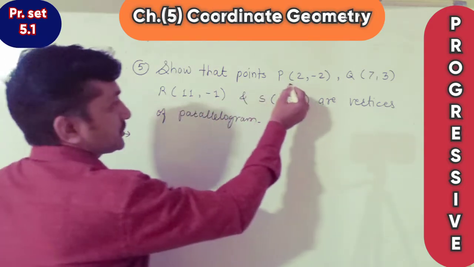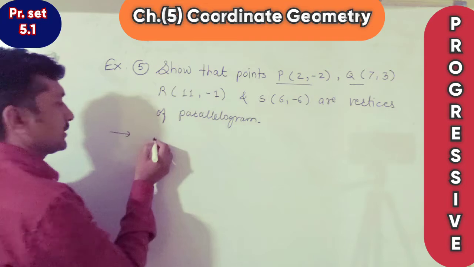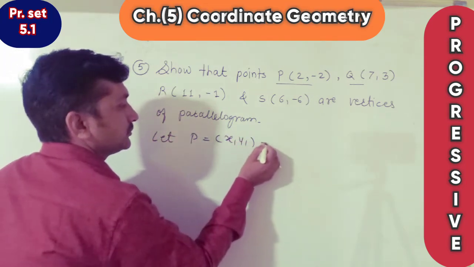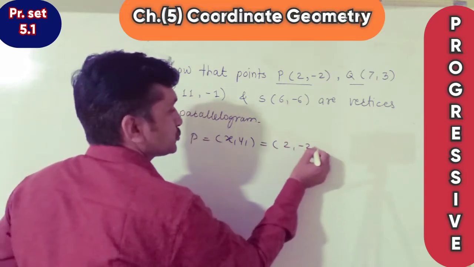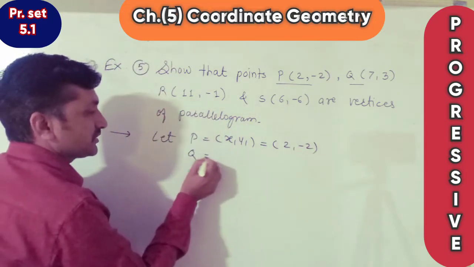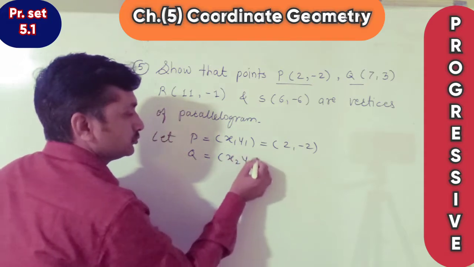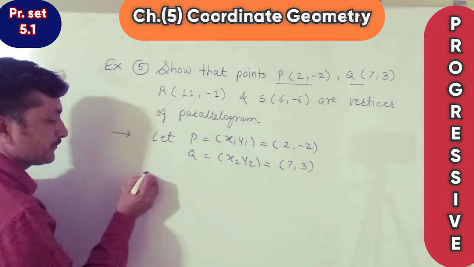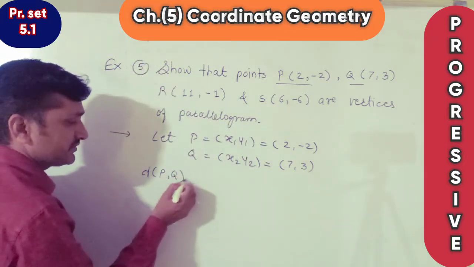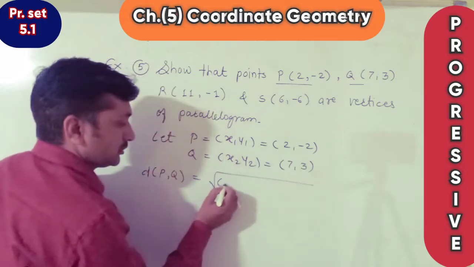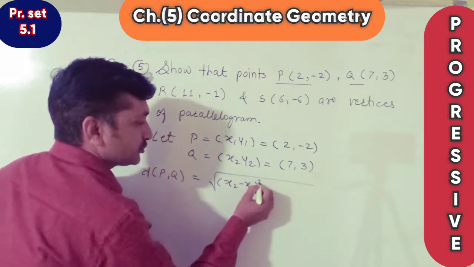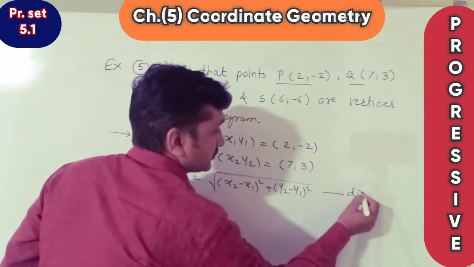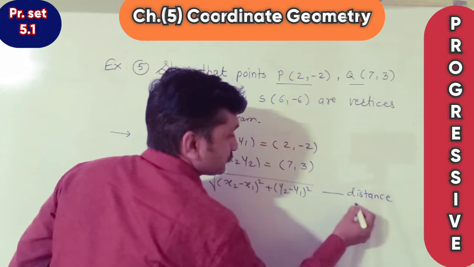Solution now. First take PQ. Let P is equal to (x1, y1), coordinates are (2, -2). Q is equal to (x2, y2), coordinates are (7, 3). Let's find the distance. Distance PQ is equal to, by the distance formula, square root of (x2 minus x1) squared plus (y2 minus y1) squared.